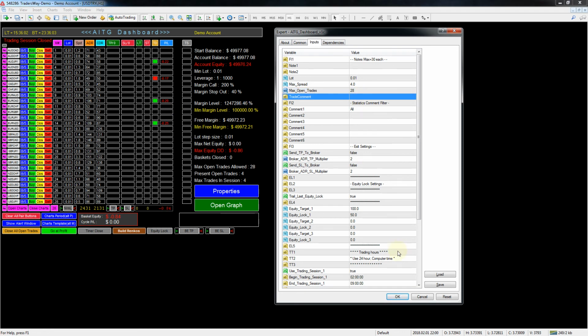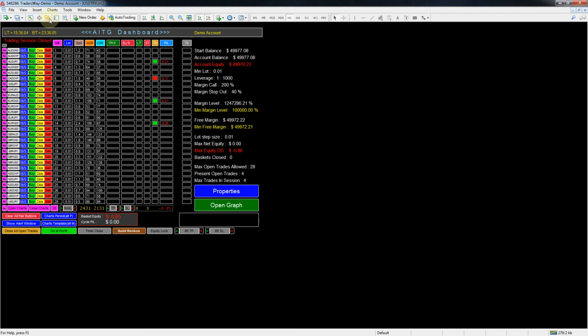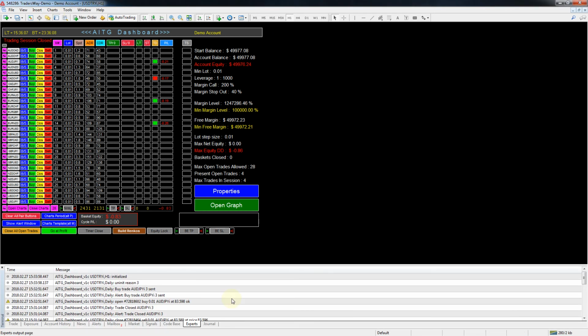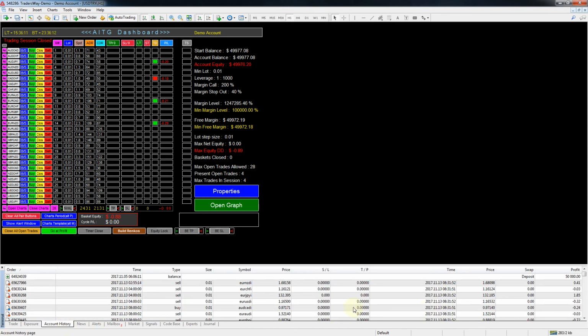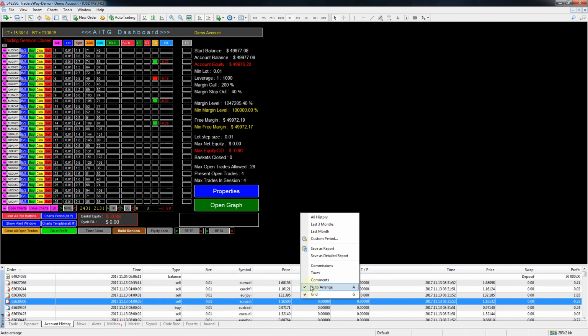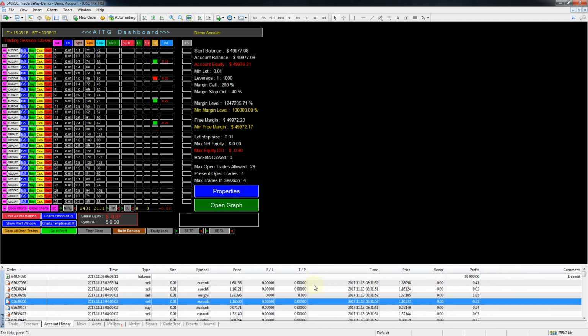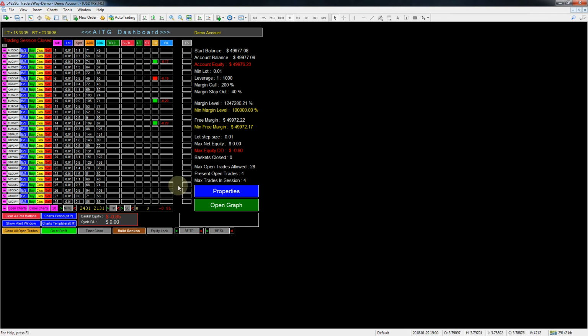Trade comment, that's down here in the account history, and you want to turn that on. Left click and turn it on, then you get a comment over here. This is going to become important when you start doing statistics, because this will act as one of your filters on your statistics. So you may want to make sure that's turned on.